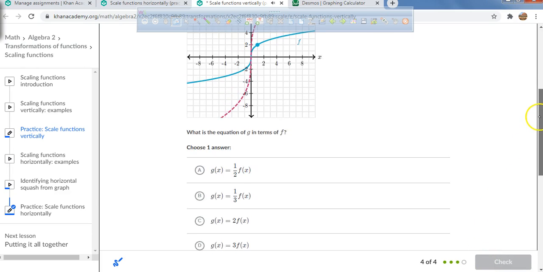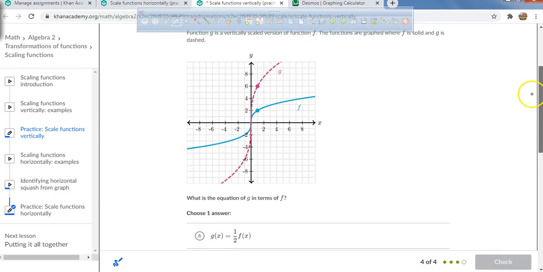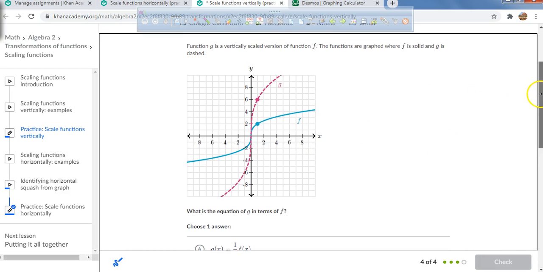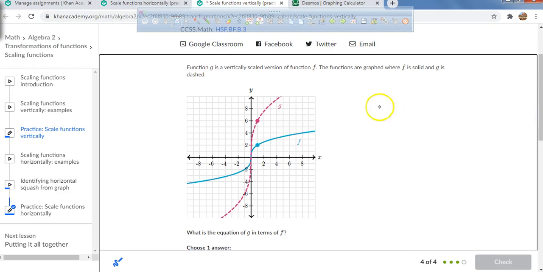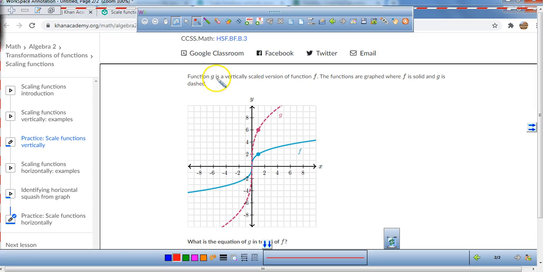All right, let's take a look at this one. It looks kind of like a cube root function here. Let's see what it says. It says function g is a vertically scaled version of function f. The functions are graphed where f is solid and g is dashed. Okay, so f is solid. Now let's take a look at the y values. That's really all I'm worried about. So this y value right here is at a 2, and this y value right here is at a 6.